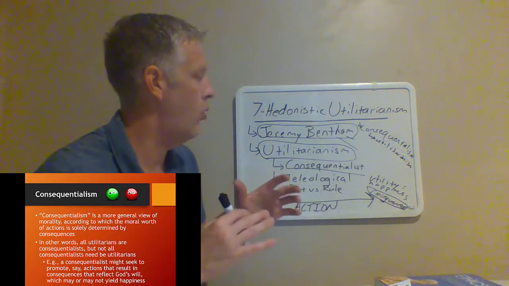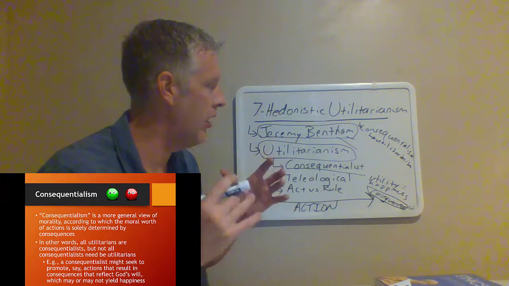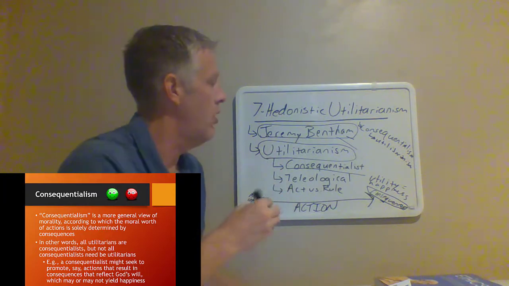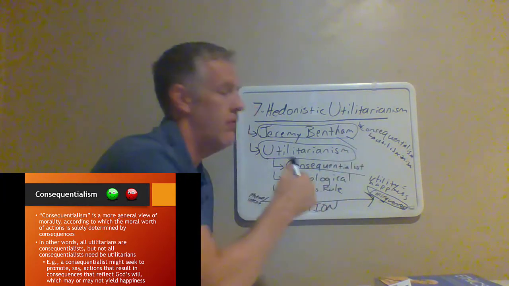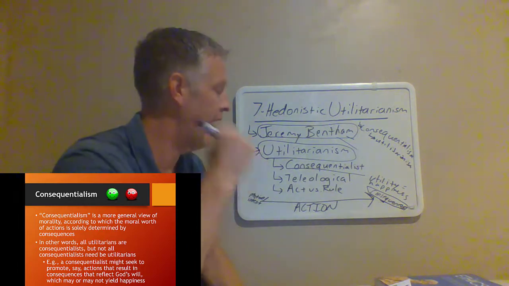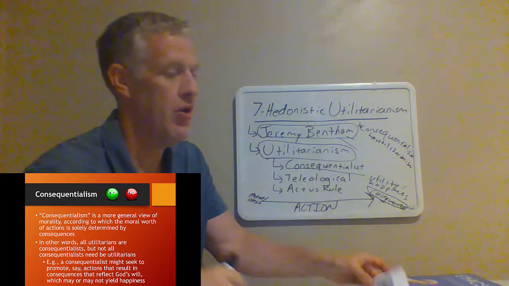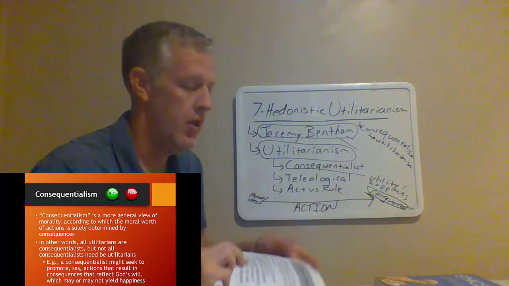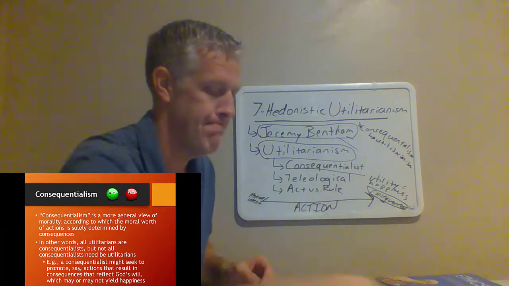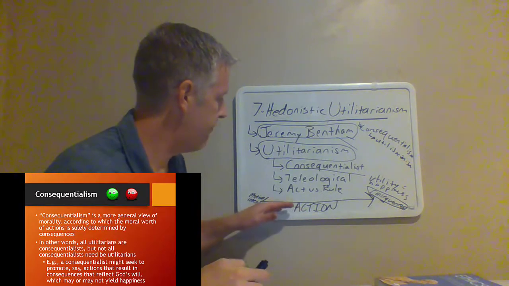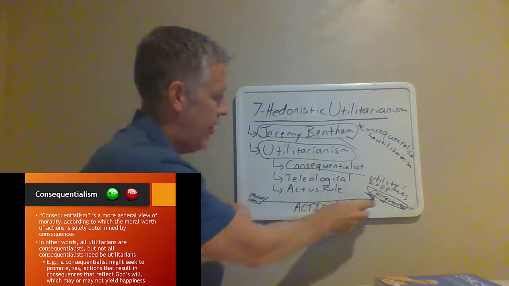So I think it's important to have a good grasp of that relationship. Utilitarianism is a consequentialist moral theory. It's saying what matters is the consequences. But there are other consequentialist moral theories that aren't utilitarian. So what does matter, again, is the consequences.